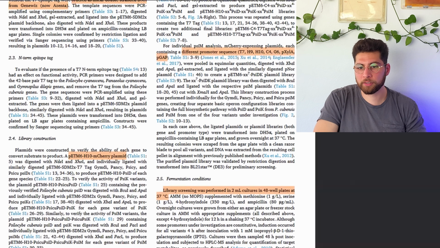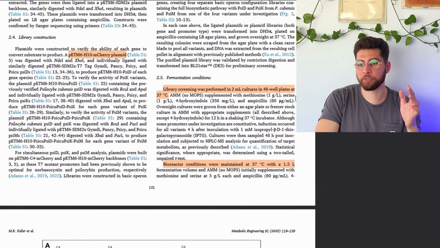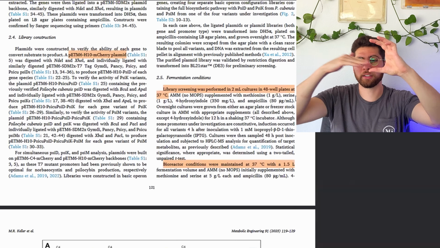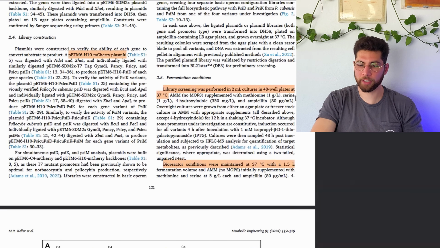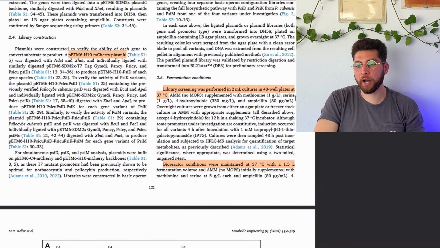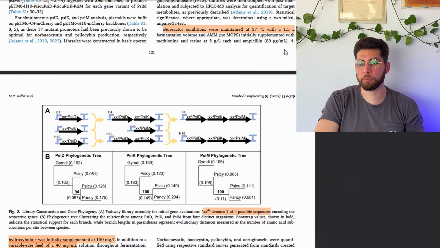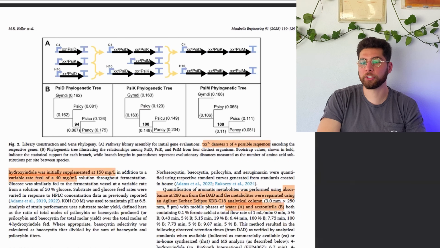A few other pieces. So their fermentation conditions here, when they're doing their library screening, when they're trying out their different cultures, they're doing it in 2 milliliter cultures in 48 well plates. So the well plates are about this big, right? And it's split into 48 cells, and each cell has 2 milliliters of culture. They're grown at 37 Celsius. And then they're talking about their bioreactor conditions. They're probably using a 2-liter bioreactor, but with a 1.5-liter fermentation volume. So they're using 1.5 liters of media in a 2-liter bioreactor. And it was grown at 37, which is very typical for E. coli.